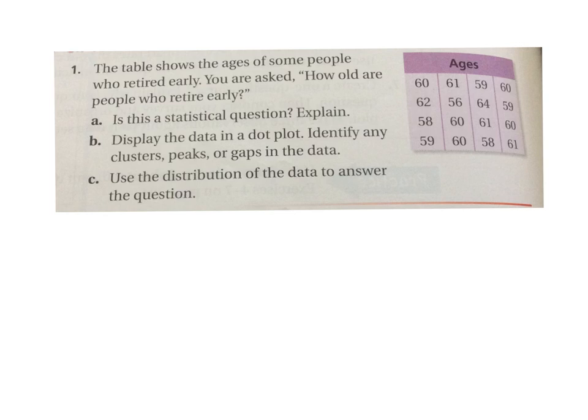Part B says to display the data in a dot plot and identify any clusters, peaks, or gaps in the data. So if we're going to display this data in a dot plot, we need to make a number line. And we have to decide how we're going to number our number line. So as I'm looking through the table, I'm noticing that the minimum age was 56 and the maximum age was 64. So that's how I'm going to number my number line.